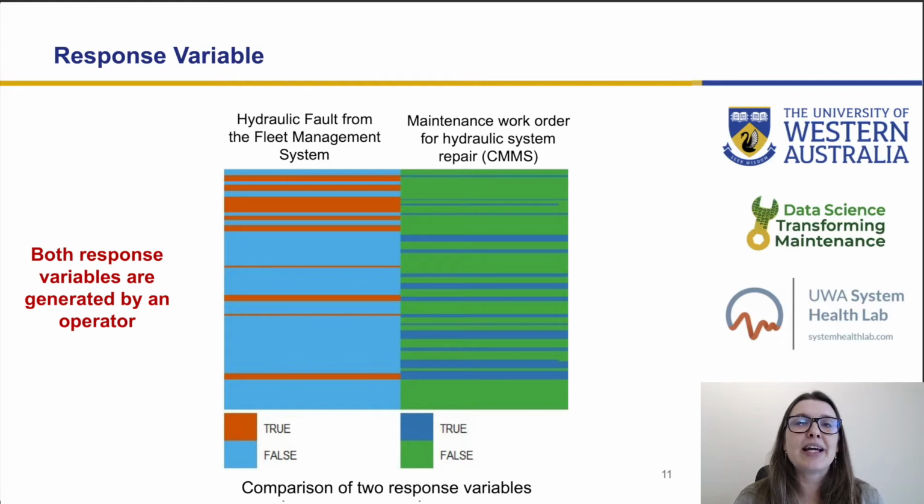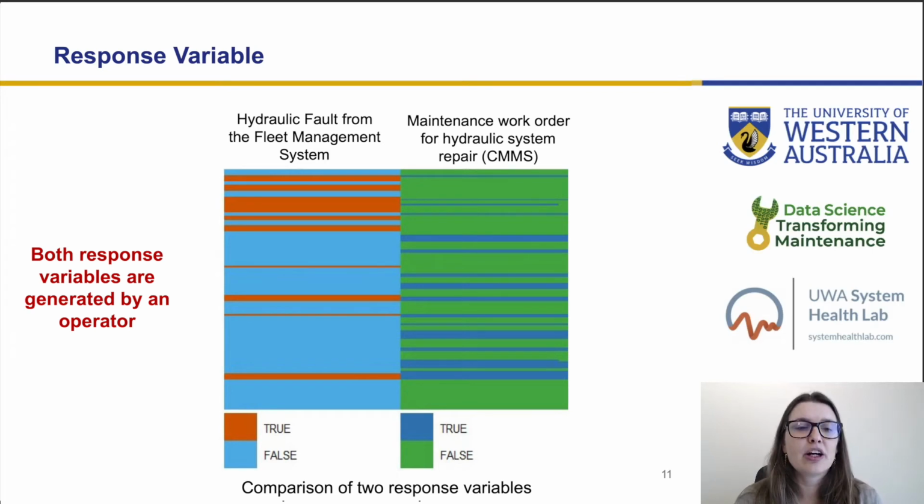The companies doing analytics on mobile equipment streaming data are using the code entered into the fleet management system, in our case the hydraulic system fault code, as their response variable. But this code is human generated by an operator, and we have many operators operating the equipment. Do they have the same mental model for how the equipment works?